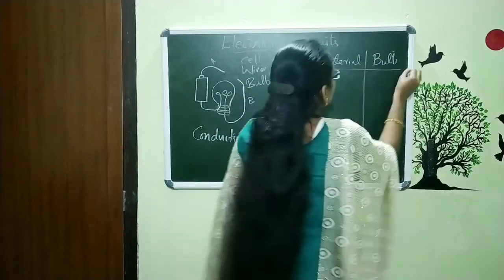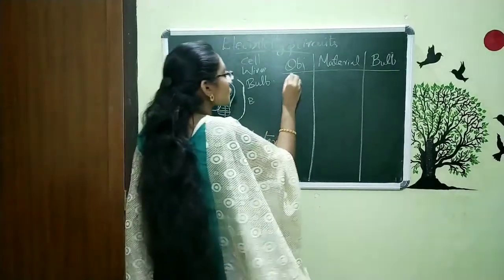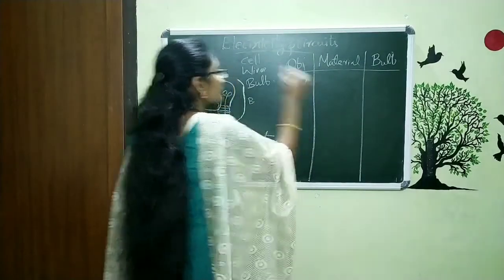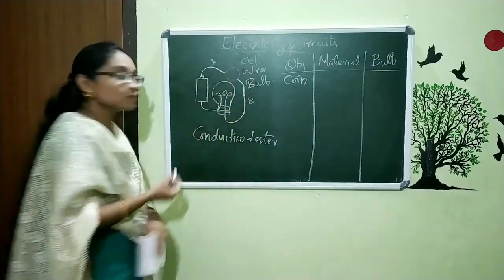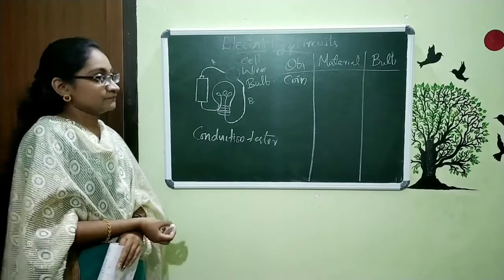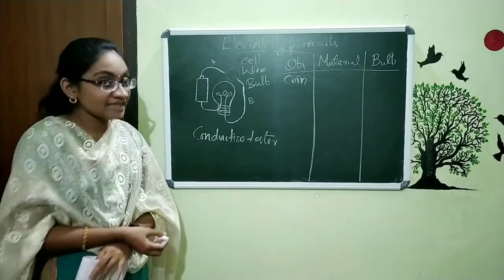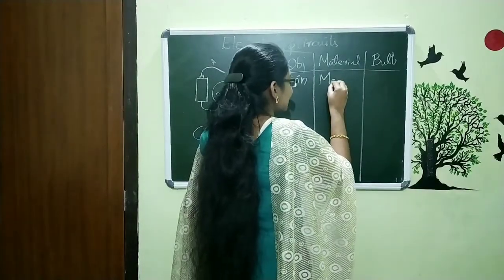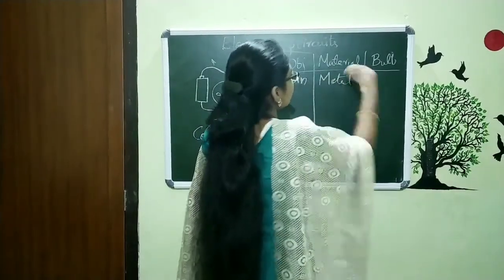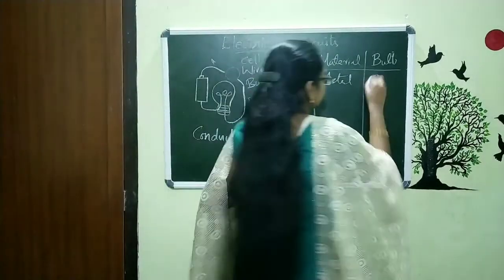Will the bulb glow or not? So this is our table. The first object is this coin. I just want to place the coin in between these two terminals, A and B. So what happens to the bulb? For the coin, what is the material? The coin is made of some sort of metal. So our bulb will glow.